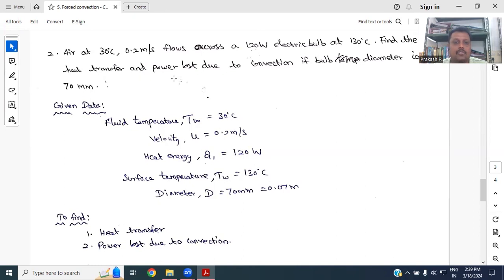Find the heat transfer and power loss due to convection. The bulb diameter is 70 millimeter. We need to find the heat transfer value Q and power loss when solving in convection if the bulb diameter is 70 millimeter. So the diameter of the bulb D is equal to 70 millimeter. We need to convert it to meter, divided by 1000, 0.07 meter. We need to find the heat transfer and power loss due to convection.